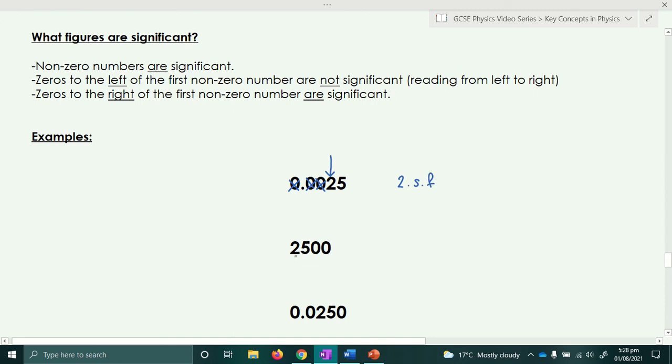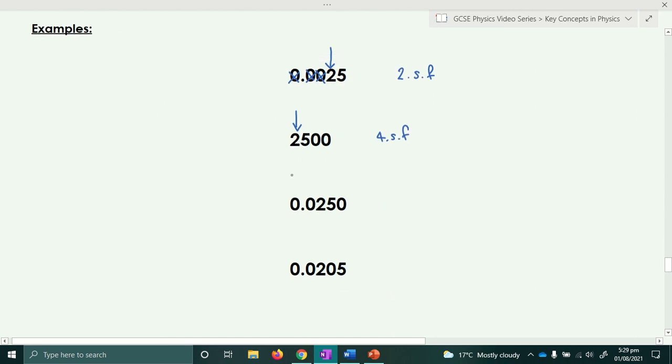Okay. This here is the first non-zero number. So zeros to the right of it are significant. So this is a 4 significant figure number. Here, this is the first non-zero number. So that and that are not significant. So that's actually a 3 significant figure number.